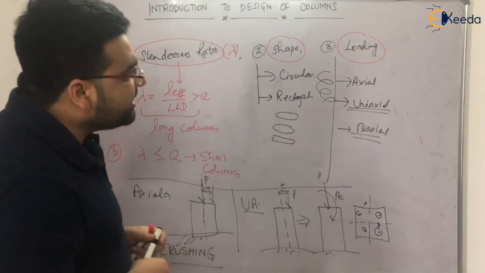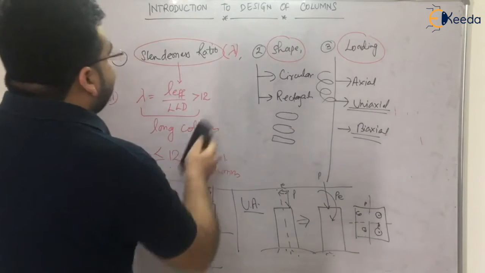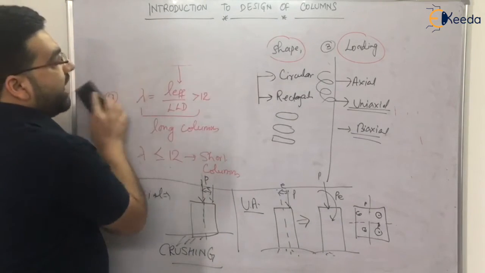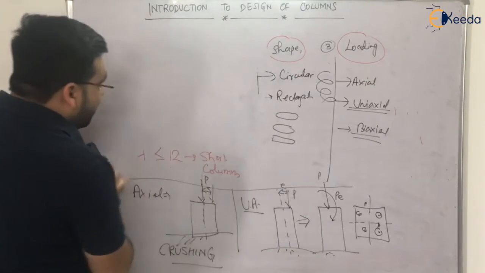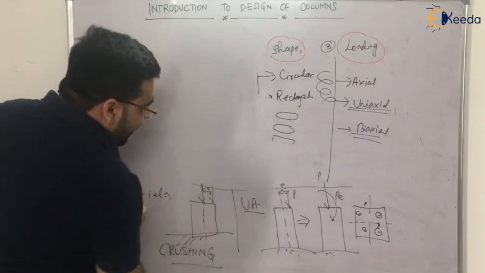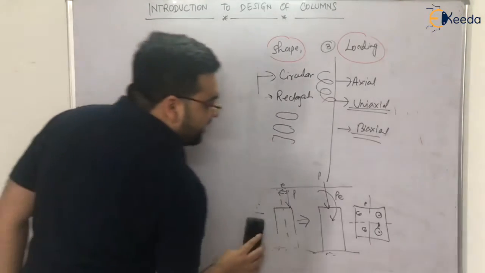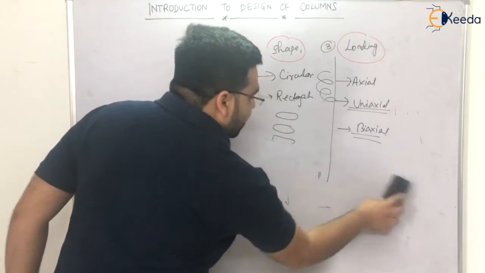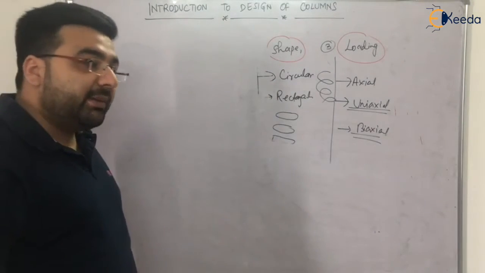Clear? Now the next important thing, which is usually asked in interviews, is the difference between a column and a strut. A lot of students confuse columns and struts, and some students also think that columns and struts are one and the same thing. But that is not correct actually, right? So columns and struts are not the same thing. They both are different things.